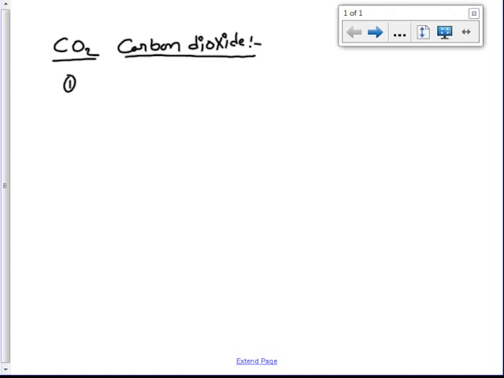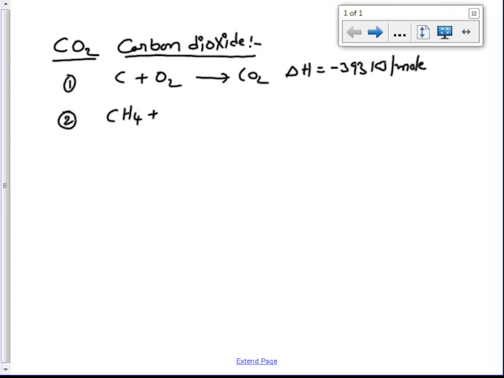So, general preparation and properties. The most familiar one we know is C plus O2 gives CO2. It is an exothermic reaction, delta H value is minus 393 kilojoules per mole. And the most familiar equation from organic compounds: any organic substance, like methane, alkanes, alkenes, alkynes, benzene, on complete combustion gives carbon dioxide and water.